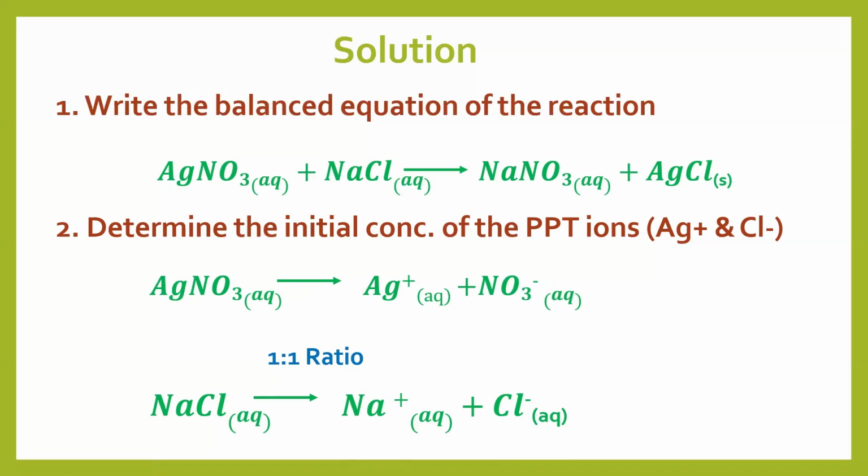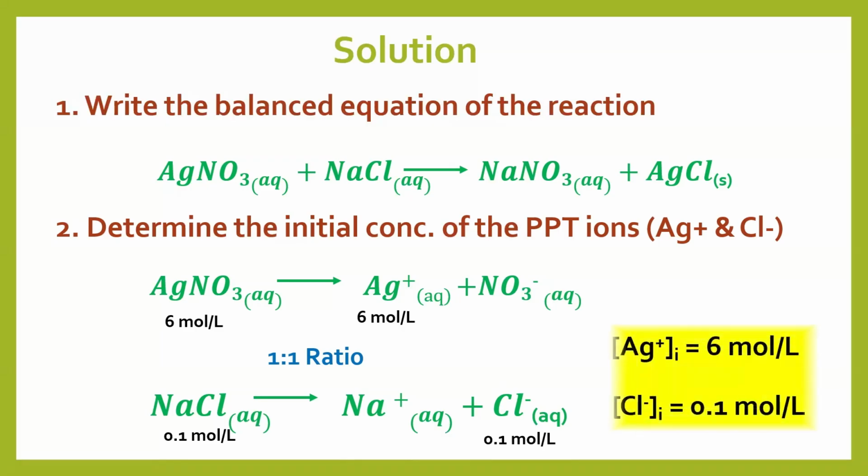But in the problem, we have 6 mole per liter of silver nitrate. So every 6 mole will give 6 mole. So the concentration of the silver ion is 6 mole per liter. The same for the sodium chloride. Every 1 mole of sodium chloride will give 1 mole of chloride ion, a 1-to-1 ratio. From the given information, 0.1 mole per liter sodium chloride, the same concentration will be for the chloride ion, 0.1 mole per liter. So now we have the initial concentration of the ions before interacting to form the product, silver chloride.